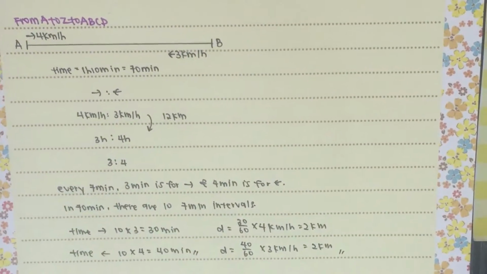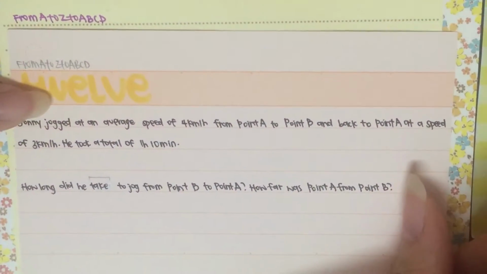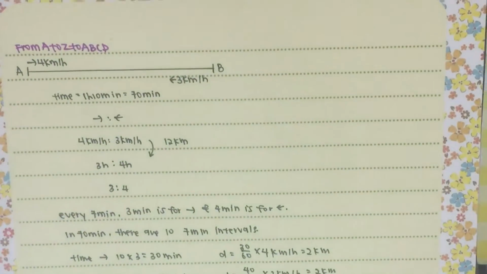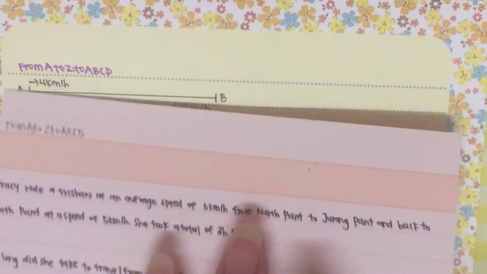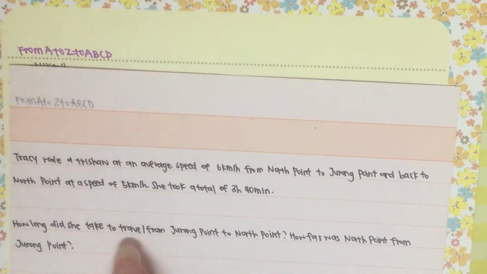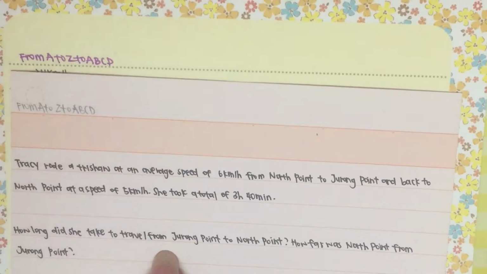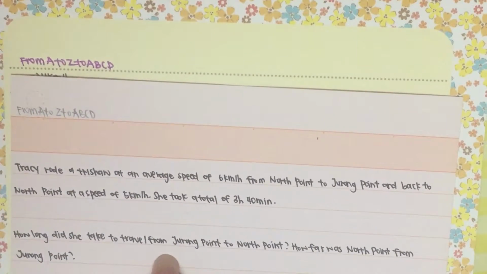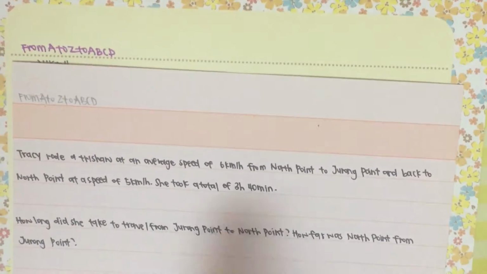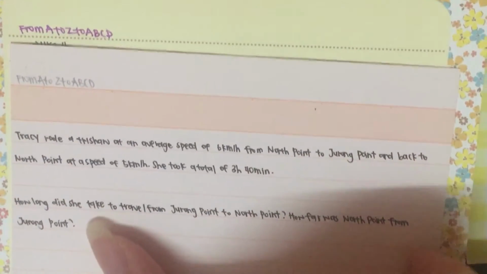The question that we just went through is question 1 of worksheet 12. There are 2 more questions available. The answer for question 2, how long did he take to travel from JP to North Point, will be 120 minutes. The distance will be 12 km.